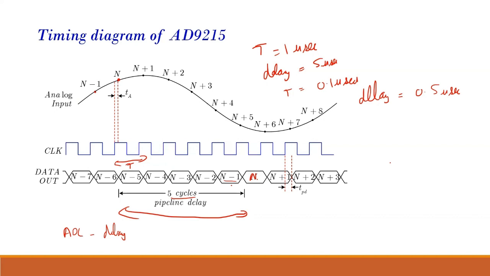Sir, you are saying that this delay is dependent on the number of cycles itself, right? Yes. If we are able to decrease the time period of those cycles, then the delay time will be reduced. Yes, exactly. Okay, sir. Thank you.